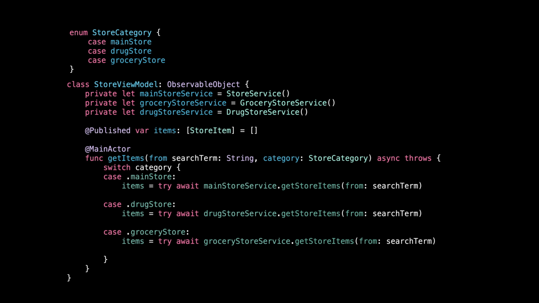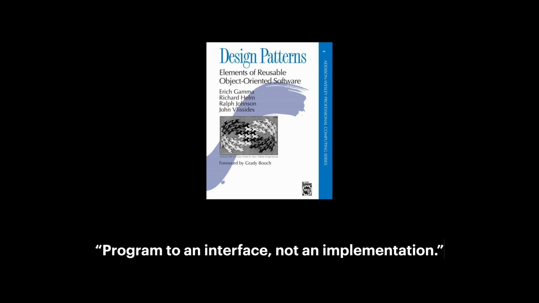That's where dependency injection comes in. So, as I said earlier, the dependencies of a class are provided from the outside rather than being created within the class itself. The store view model should not depend on the concrete implementation of the service. There is a principle often associated with the book Design Patterns by the authors known as the Gang of Four. It states, program to an interface, not an implementation. This principle really resonates with me and I've been applying it ever since.